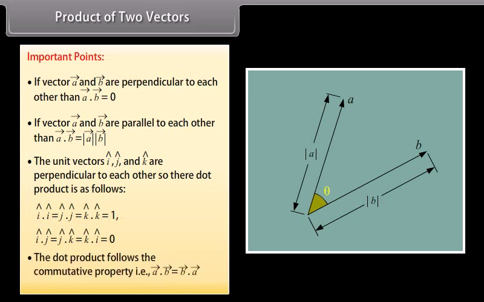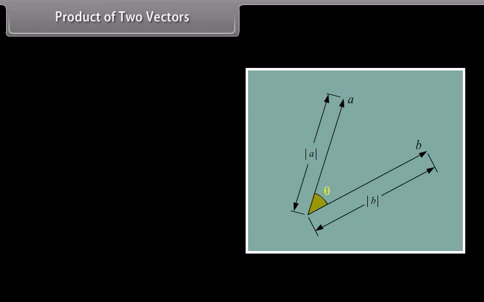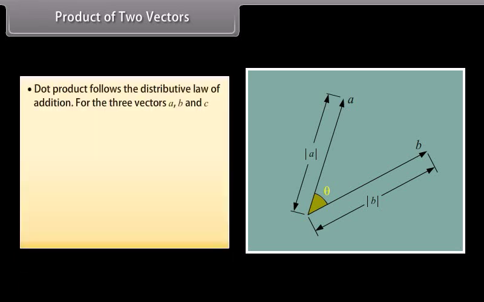The dot product follows the commutative property. That is, the dot product of vectors A and B is equal to the dot product of vectors B and A. The dot product follows the distributive law of addition for the three vectors A, B, and C. The dot product of vector A and vector B plus vector C is equal to the dot product of vectors A and B plus the dot product of vectors A and C.